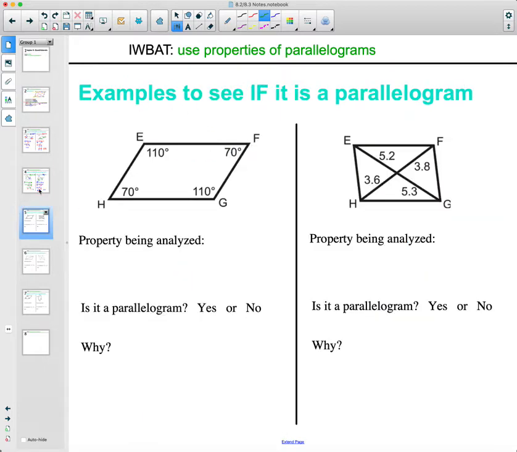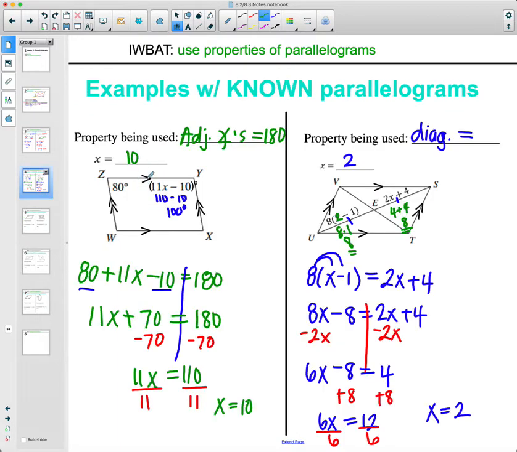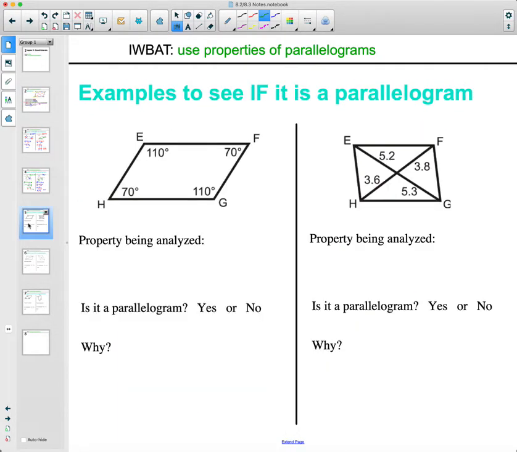All right, so those ones we already knew that it was a parallelogram because they gave us that the opposite sides were parallel. So these next couple examples, we're going to be trying to determine if, in fact, it is a parallelogram with the given information. So now we have to look at the diagram and see if one of the properties is happening. So again, ask yourself sides, angles, or diagonals.